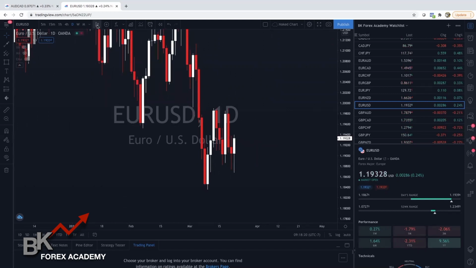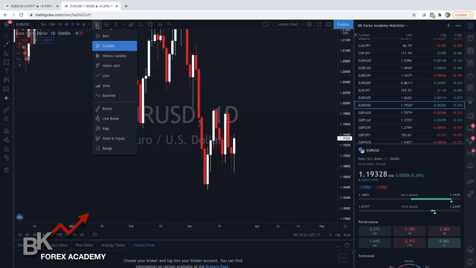So over here, you can see that this is a little candles icon right here. I'm simply going to click on it. And now you can see that I have several types of options that I can choose. Now, traders mainly use three charts. They use line charts, bar charts, and candle charts. And they each tell the same story, but with a different spin.